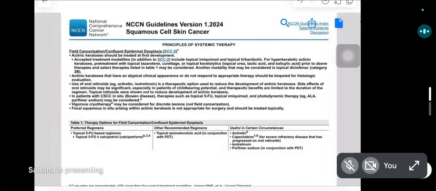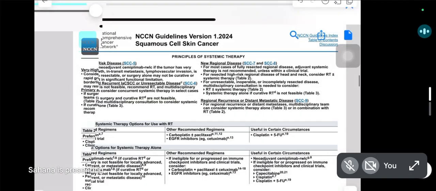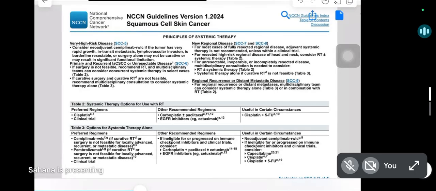So this topical treatment we saw. Okay, these are the systemic therapy options. Since it is squamous cell, cisplatin based regimens. So cisplatin or clinical trials, when you can use it concurrently with RT, or only cisplatin.